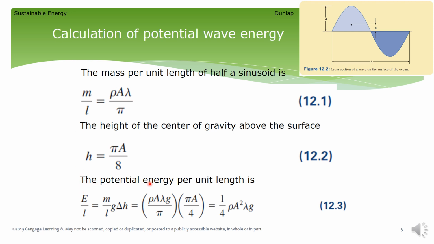And potential energy per unit length will be like that. Delta H is twice this value. Why? Because the height of the center of gravity is in here, will be there, so this is H. That's why delta H is 2H. It's simple.